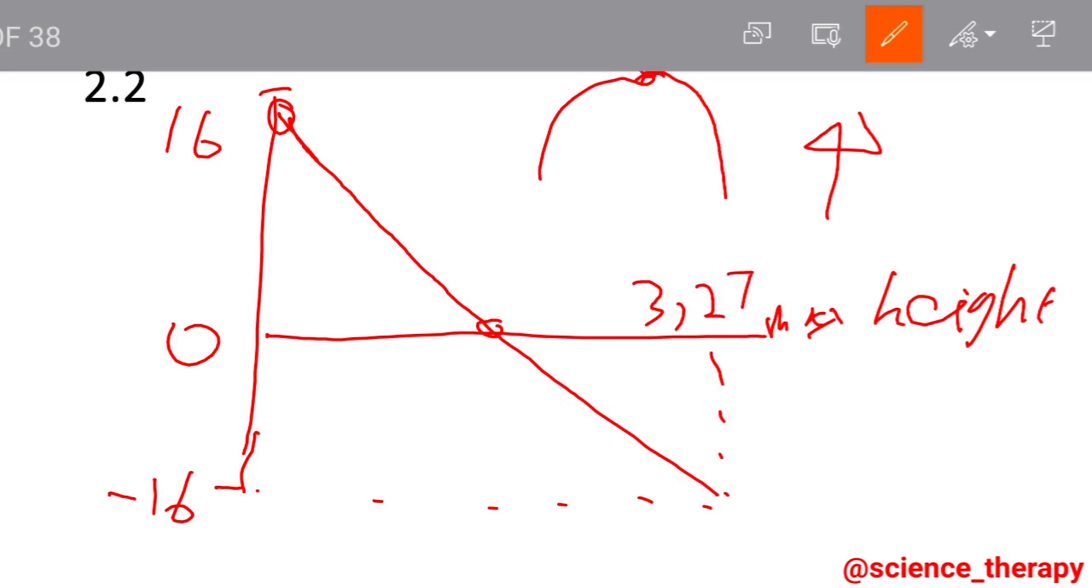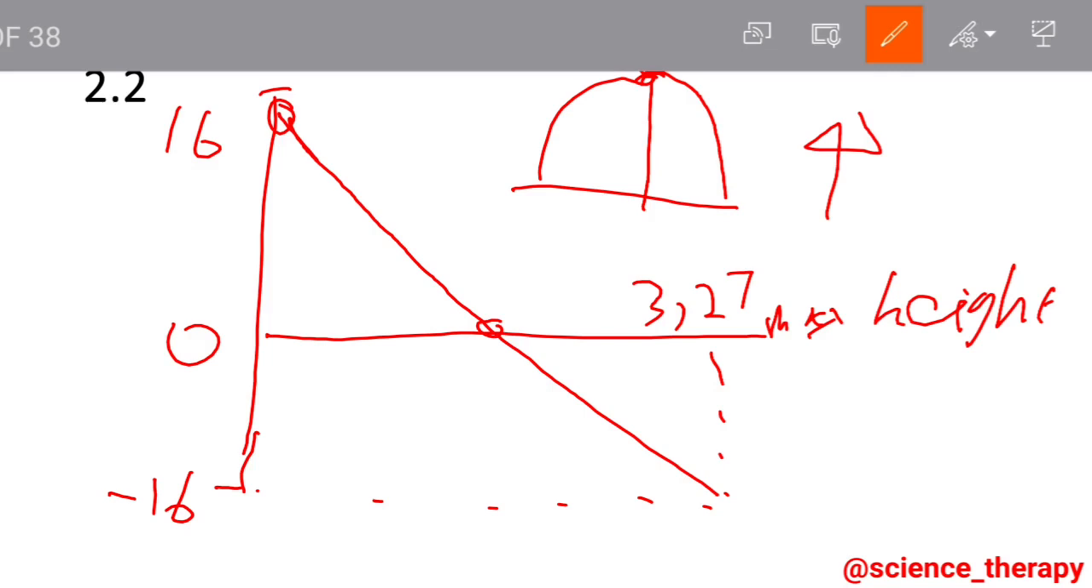So the total time of the journey was 3.27 seconds, right? Now if we say this is a parabola which is symmetrical, we know that the time it took to reach the maximum height is half the time for the whole journey, right?